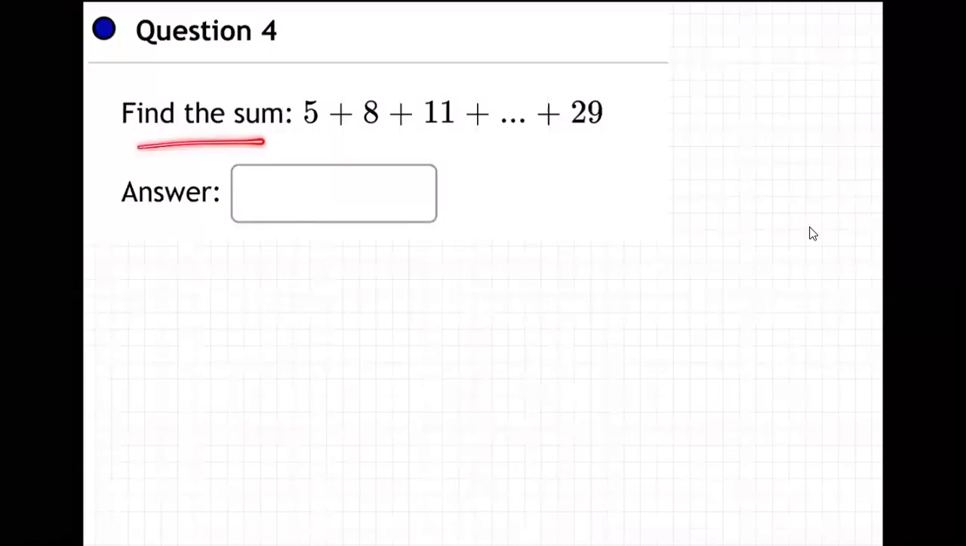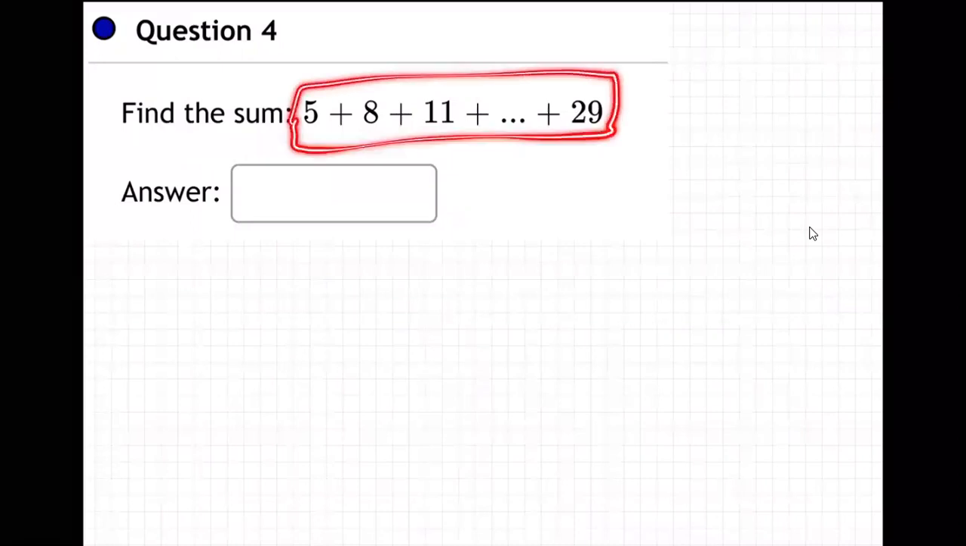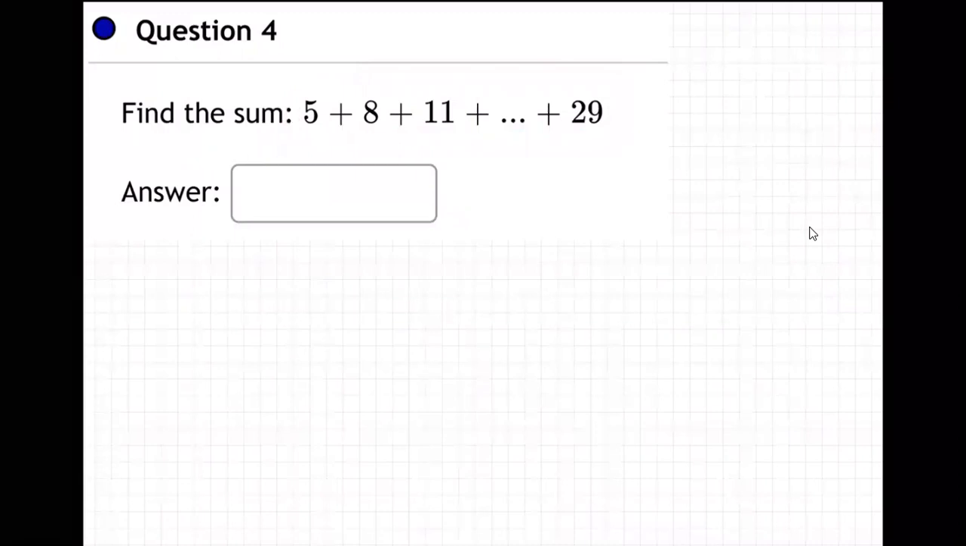Okay, so find the sum of those numbers. So we want to add up those numbers. How do we do it? Notice right off the bat, there are no commas between those numbers. There are plus signs, and it even says find the sum. So we're not just trying to list them, we're trying to add them up. All right, how do we do that?